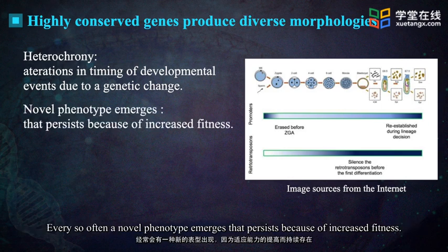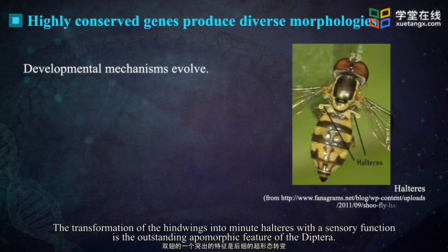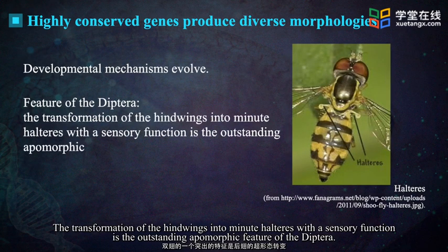Every so often, a novel phenotype emerges that persists because of increased fitness. Alterations in the spatial pattern of gene expression can result in homeosis. The transformation of the hindwings into minute halteres with a sensory function is the outstanding apomorphic feature of the Diptera.